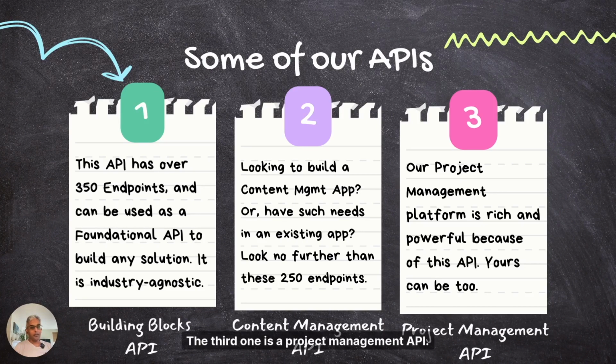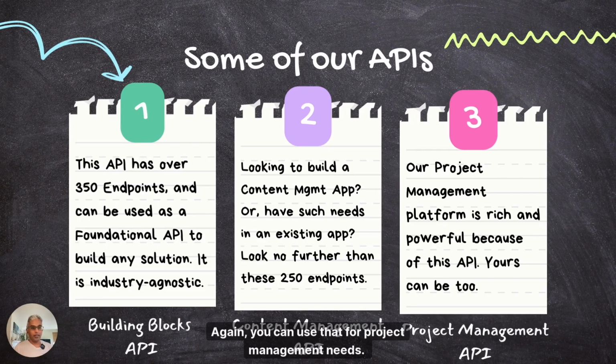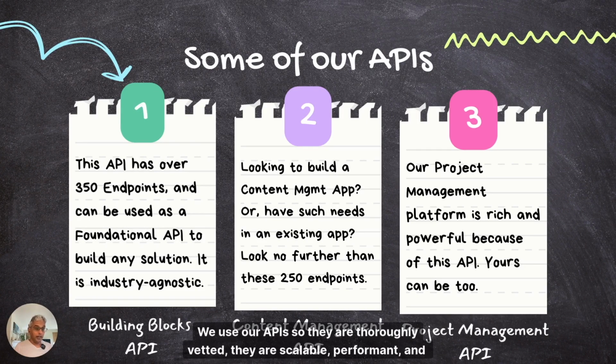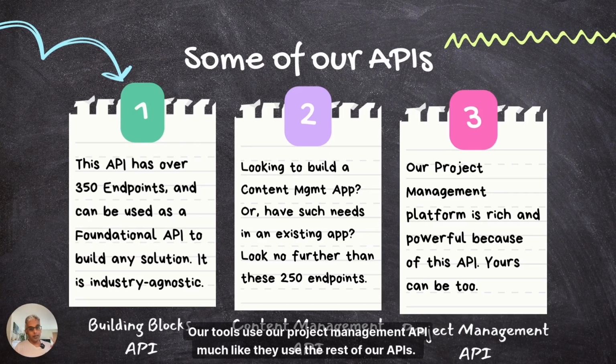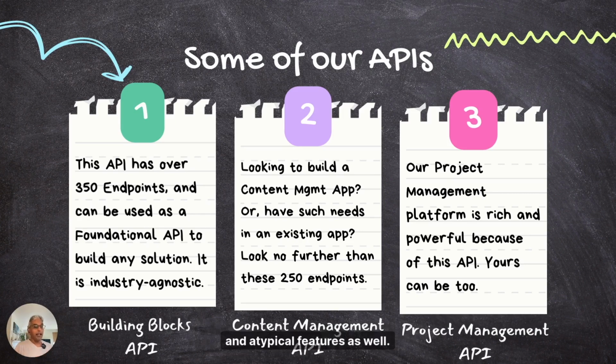They are just as easy to use in both these design patterns and mechanisms. The third one is a project management API. Again, you can use that for project management needs. We use our APIs, so they are thoroughly vetted, they're scalable, performant, stable and extensible, and they've been in production for years. Our tools use our project management API much like they use the rest of our APIs. So if you want Kanban, scheduling, inherited access control, bulk actions, and the typical features from a project management platform, and atypical features as well, that's a place for you to start.